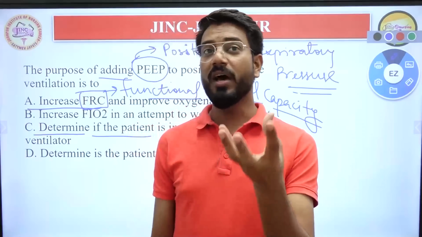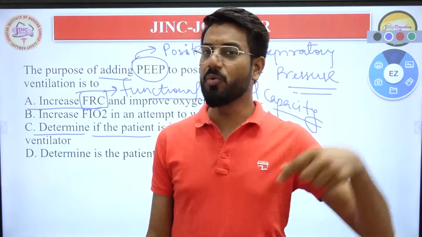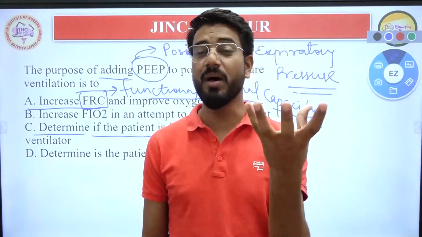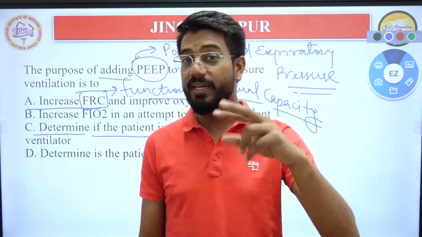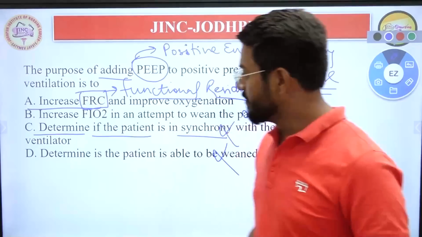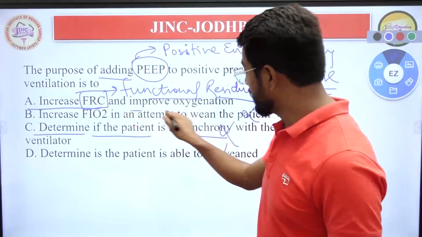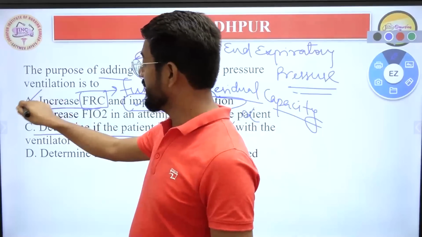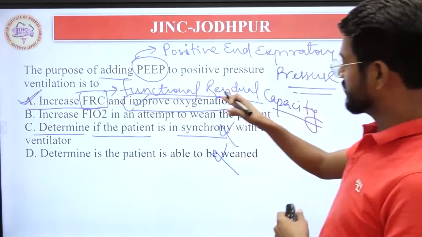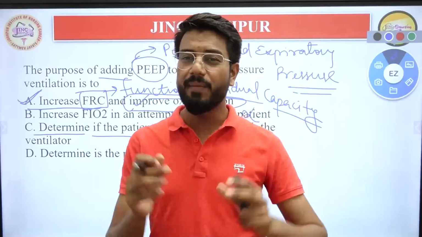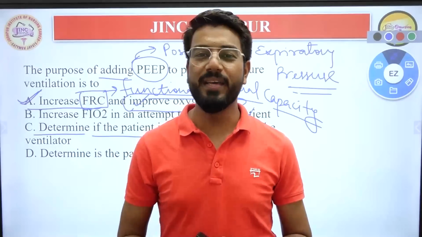Next thing, if we have a high amount of residual volume in the alveoli, the person will have better gas exchange. If there is more amount in the lungs, there will be more gas exchange, and then oxygenation will improve, it will increase. So obviously improved oxygenation will be there. So this will also be the right one. So the right answer here is A: increase the functional residual capacity as well as improve the oxygenation. Both will be done by keeping the PEEP high.